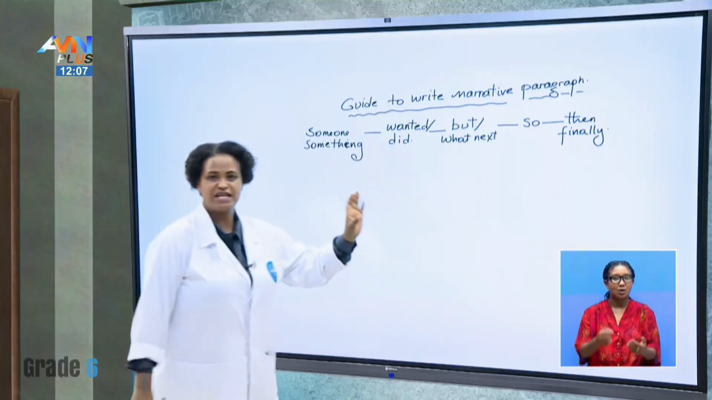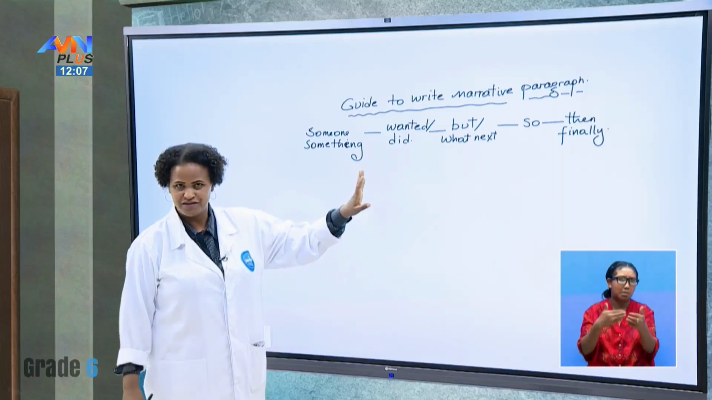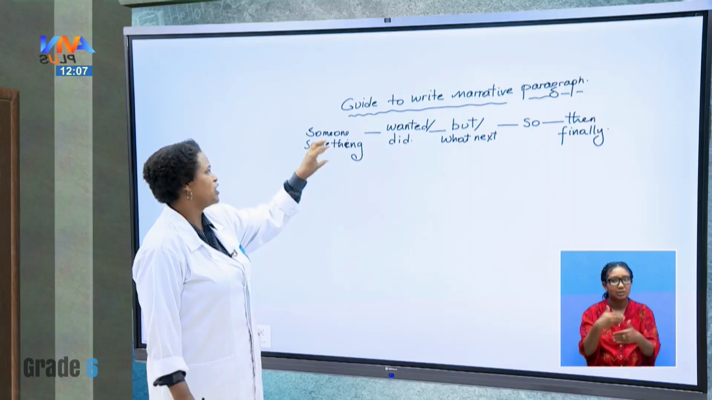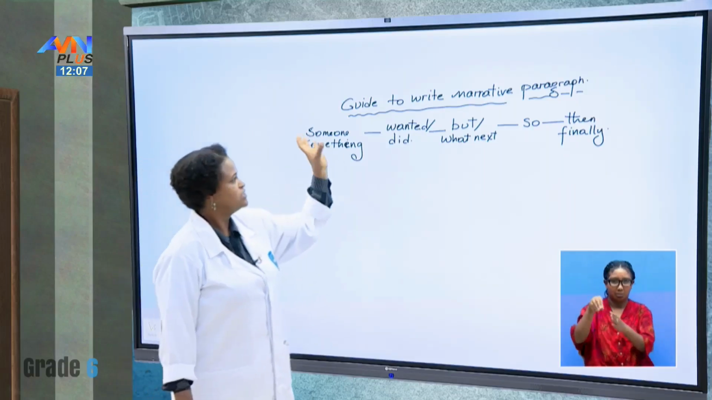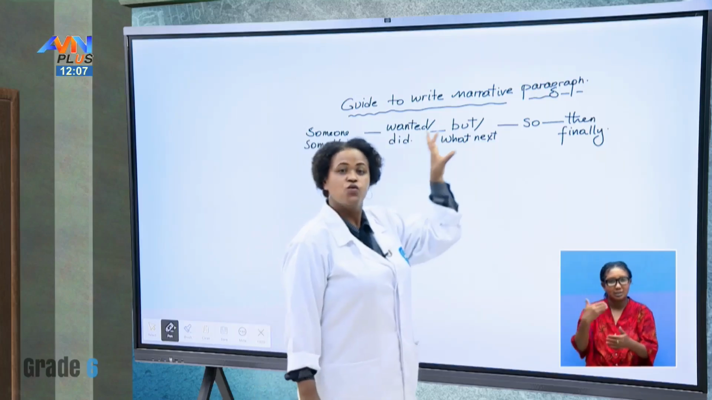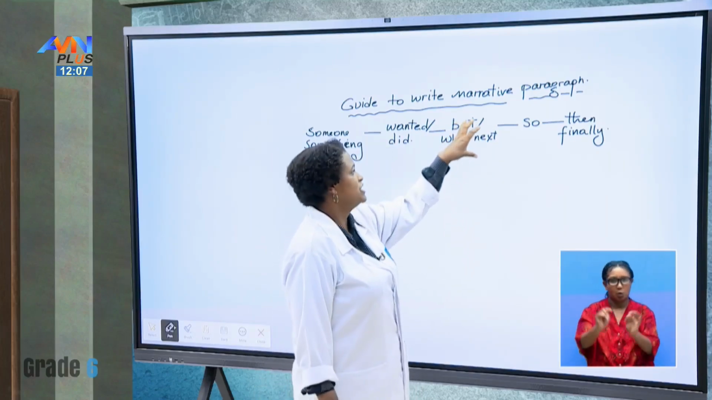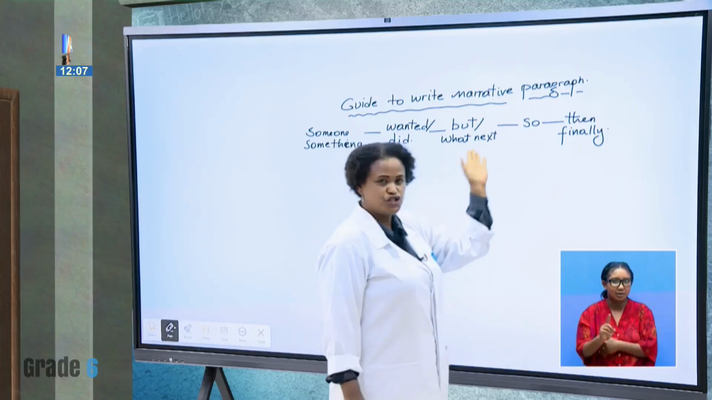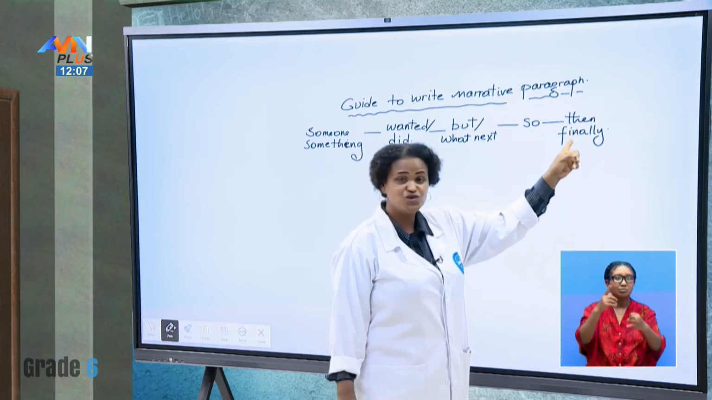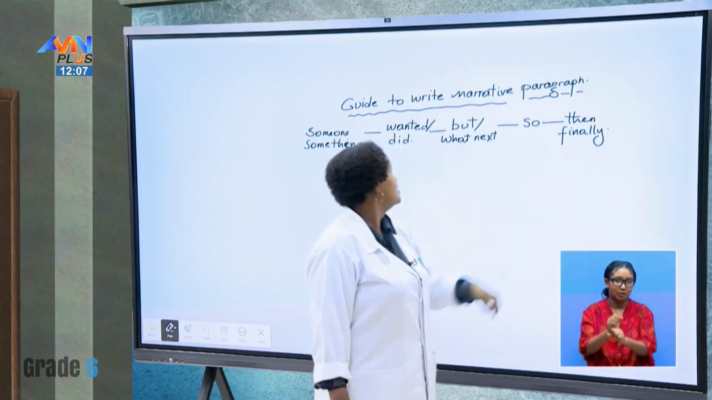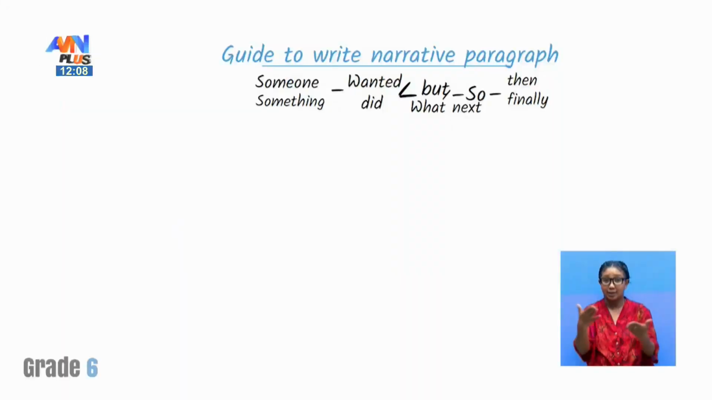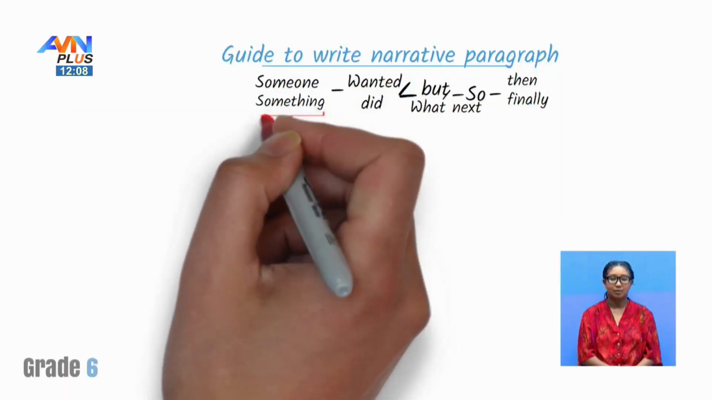We use this pattern and we can simply write a paragraph. Just give a topic, give a title, and then pick out someone or something. Then think on what happened or what you wanted. And then what is the plot, what is the story, but or what next. And so come to the solution and finalize it. This time it is what? The conclusion.